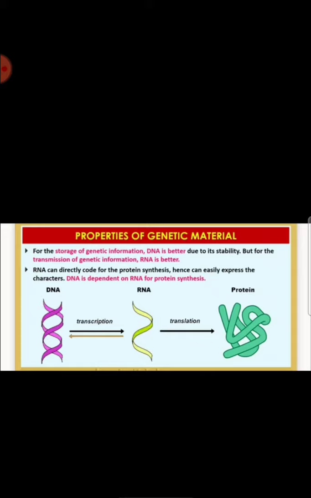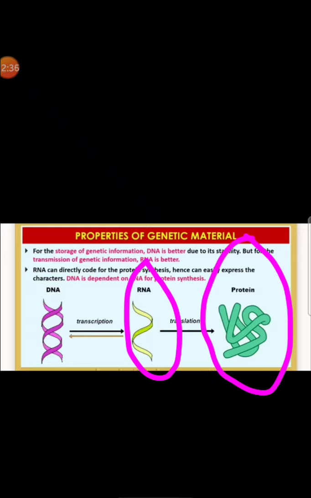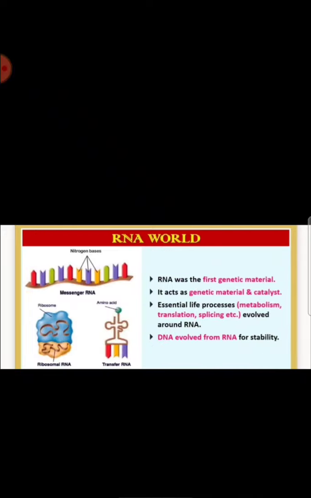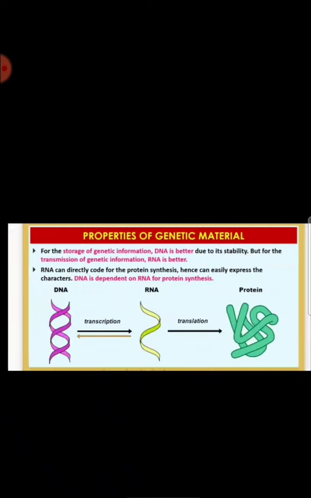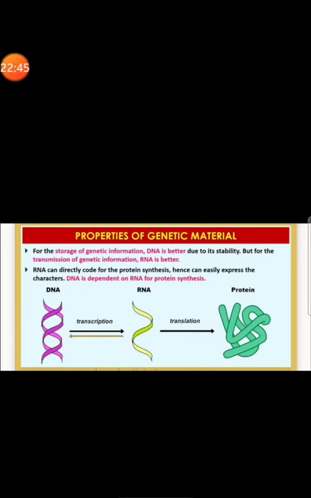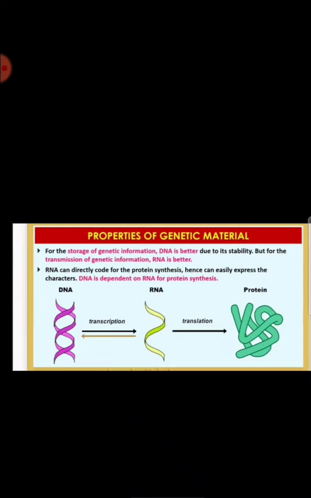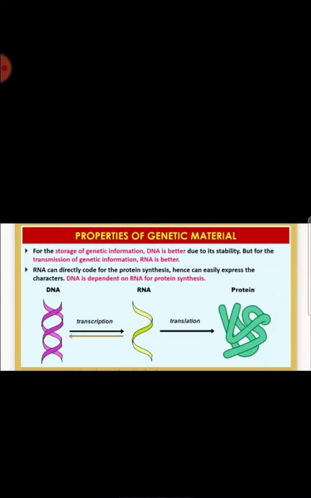So just remember: DNA transcription produces RNA, and then translation produces protein. How it is done, we will study in depth and in detail in the further slides, including what transcription and translation are. Just remember DNA depends on RNA for protein synthesis. And not just that, viruses have RNA as their genetic material.